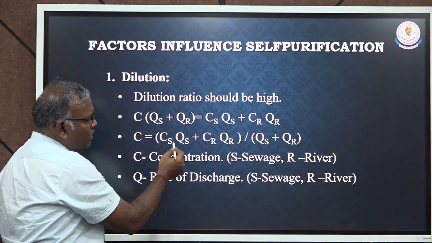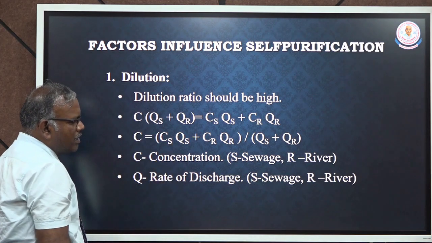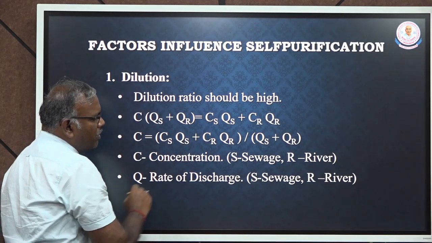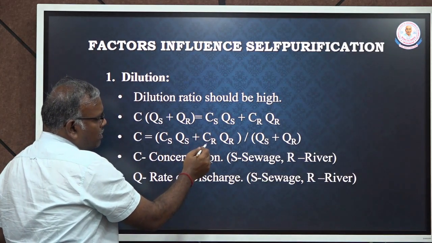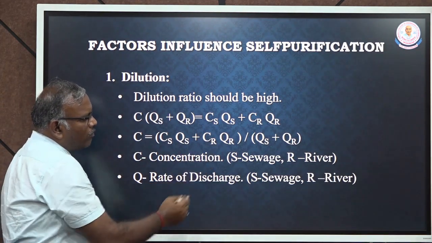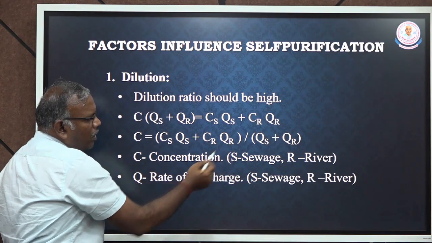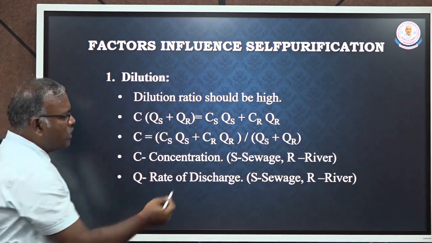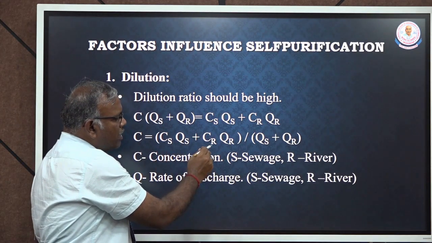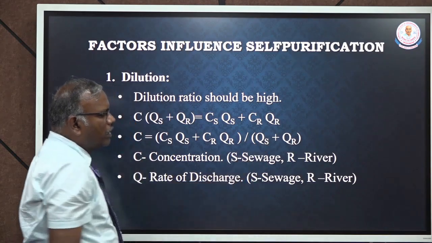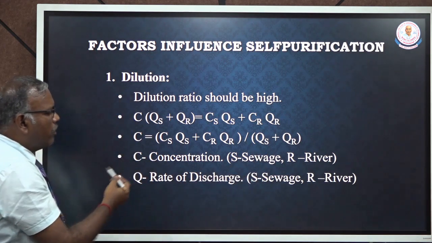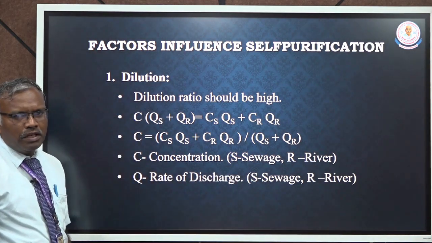Next, Cs represents the amount of organic substance present in the sewage. Qs represents the rate of discharge of the sewage, and Cr represents the concentration of organic substance in the river water, and Qr represents the quantity of flow or discharge in the river water, and the ratio, that is (Cs Qs + Cr Qr) divided by the total discharge, that is the discharge in the river as well as the discharge of sewage, will provide the concentration of the particular substance.